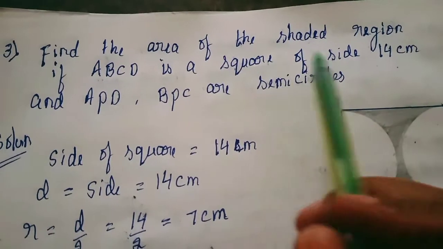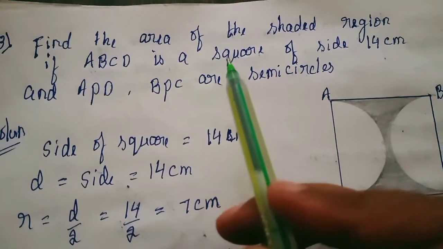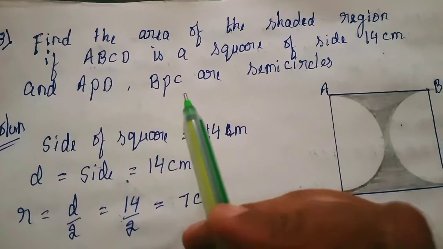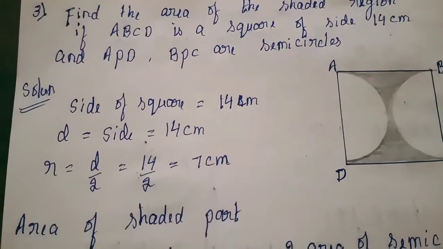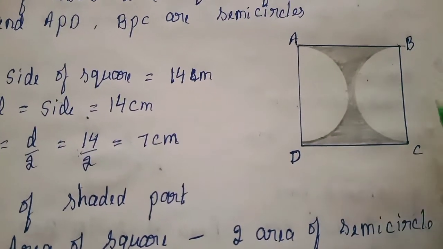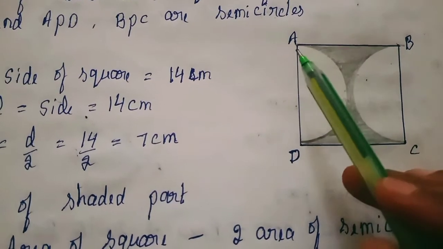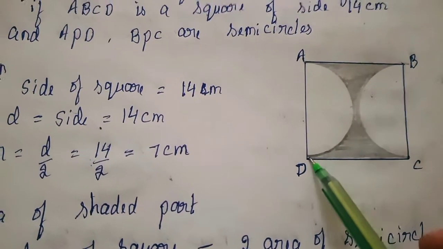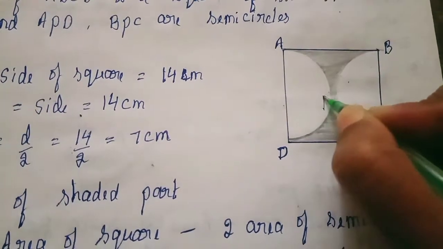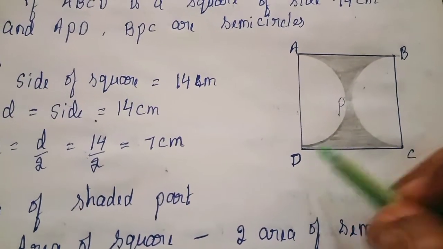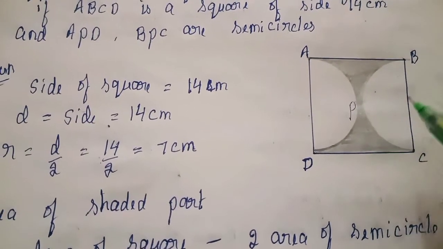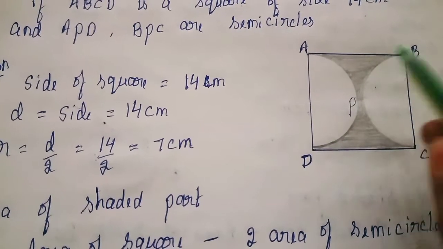Find the area of the shaded region if ABCD is a square of side 14 cm and APD and BPC are semicircles. Very simple question. You can concentrate here on the diagram. So ABCD is a square, and you can see here this is a semicircle. Given here it is P. So APD is a semicircle. Similarly, BPC is another semicircle. He is asking to find the shaded portion area.